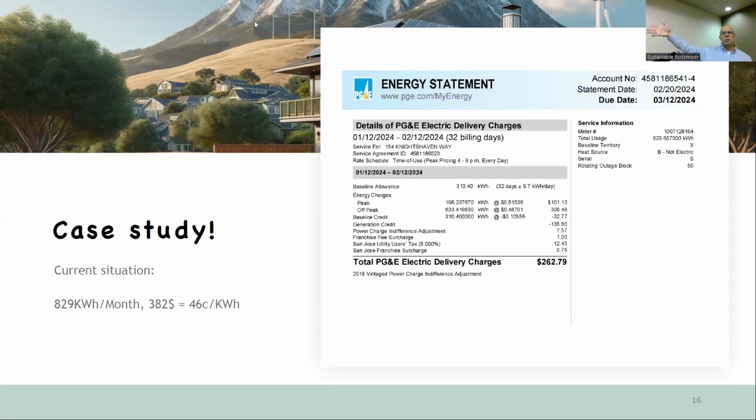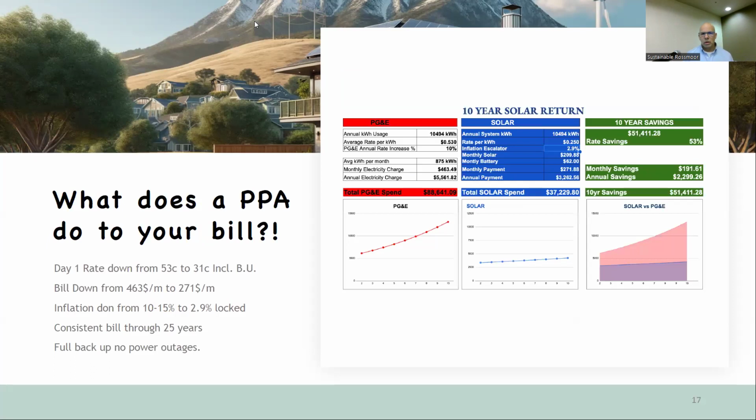He's a big user, 800 kilowatt hours, fairly big house, and of course, San Jose is warm. So he's using a lot of air conditioning. They work from home three days a week, so a lot of electricity. And we sized the system a little big because he's going into an electric car. Here is what it looks like after he went solar.